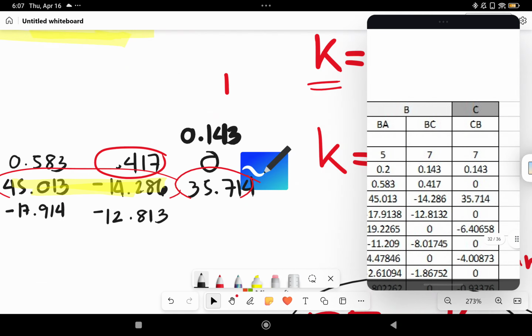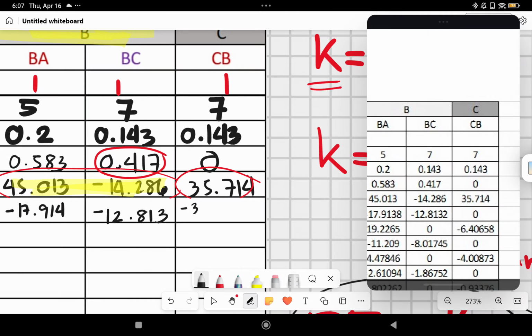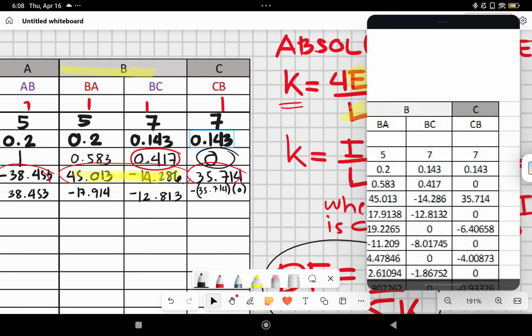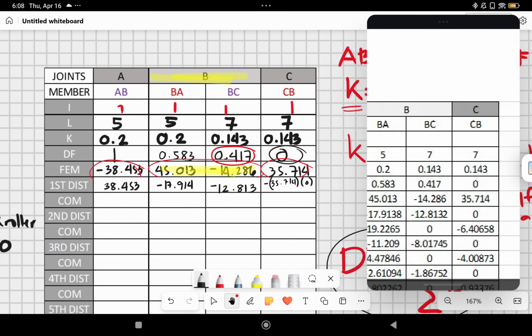And then lastly, this one. This is negative 35.714 times 0. Anything multiplied by 0 is 0, because 0 is its distribution factor. Okay, so 0. I hope you are following.